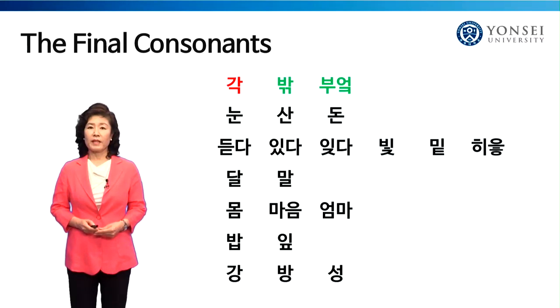Now repeat after me. 각, 박, 부엌, 눈, 산, 돈, 듣다, 있다, 빛, 밑, 히읗, 달, 말, 몸, 마음, 엄마, 밥, 입, 강, 방, 성.